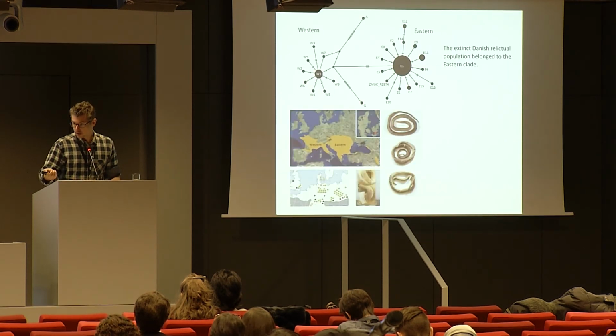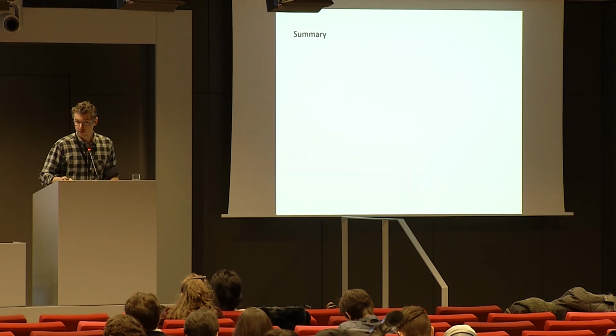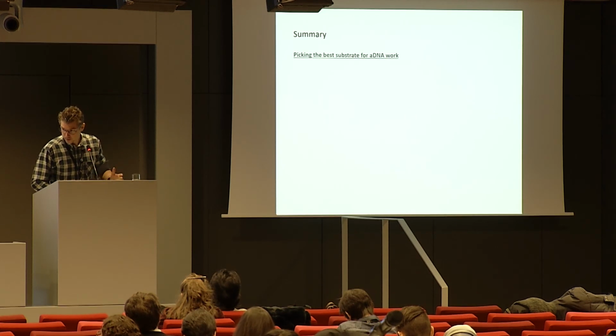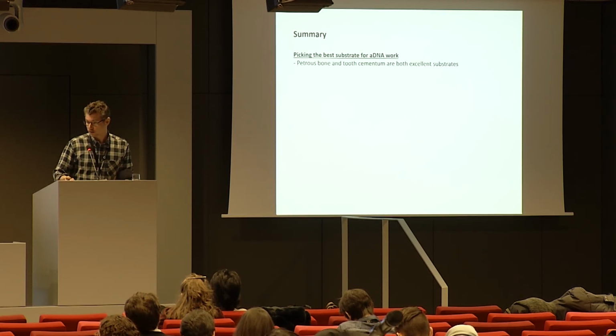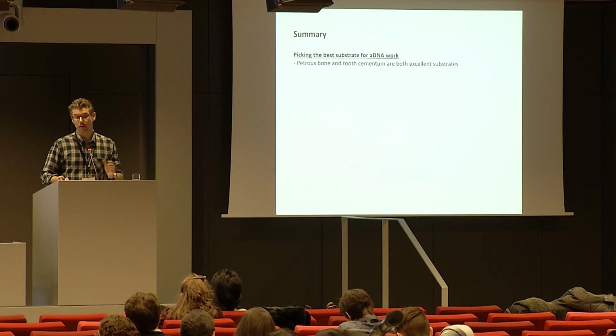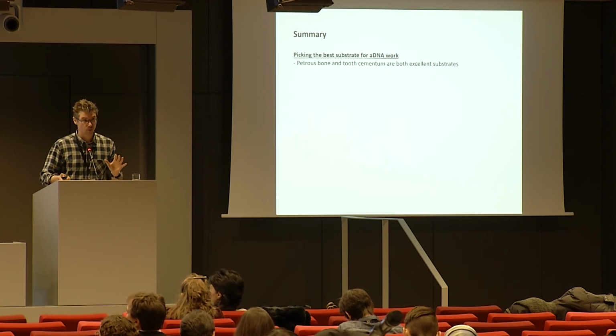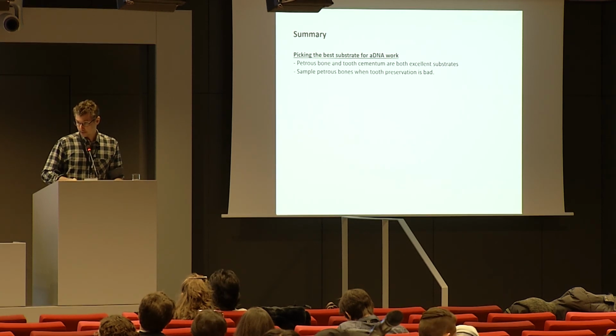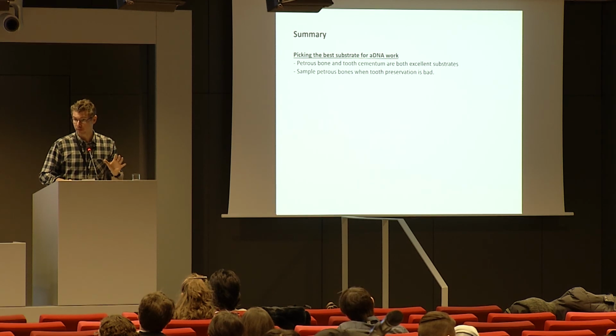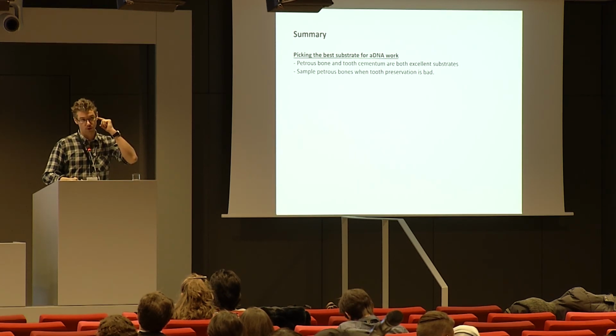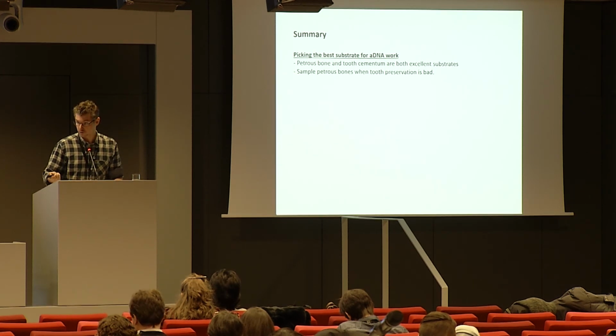Okay, this I'm going to skip, and I'm just going to summarize. Last slide. So, picking the best substrate for ancient DNA work, petrous bones and tooth cementum are both excellent substrates, and these are the ones, this is our best practice now. This is the one we really try to target. Sample petrous bones when tooth preservation is bad. There's no point in sampling postcranial bones or teeth when the preservation is bad. Then you should always go for petrous bone if you want something that works. You can sample either when tooth preservation is good.